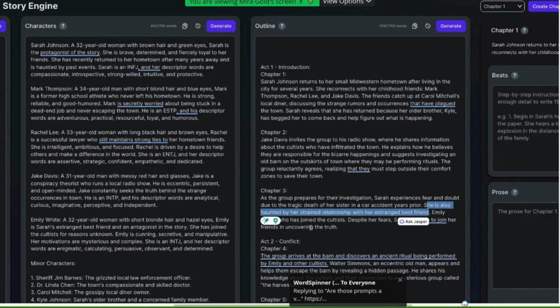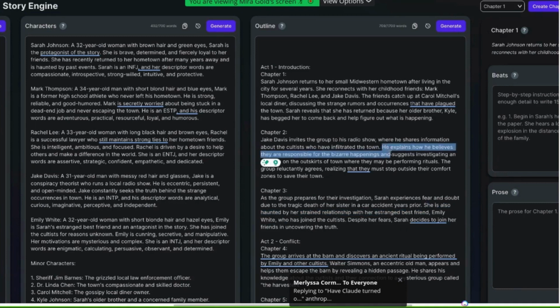And the AI doesn't know that because you know what? I didn't tell the AI why. So that is on me to decide what that relationship was. What strained it? Was it because her friend got the job that she wanted? Was it over a boyfriend? Did her friend steal her dog? I mean, I don't know, but that's on me to figure that out.